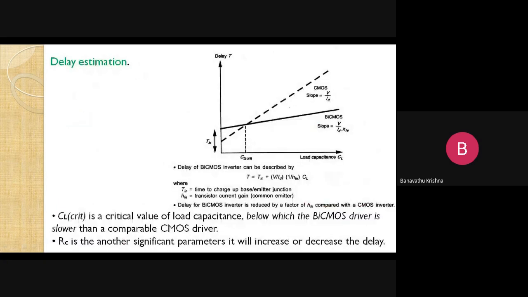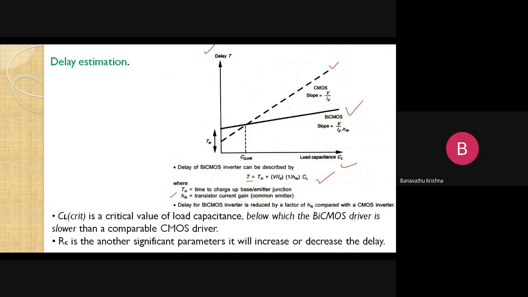Let us see the graphical representation of this delay estimation. On the y-axis I take the unit delay time, and on the x-axis the load capacitance. These are the two responses, CMOS technology and BiCMOS circuits, right? Here the slope is equal to V by ID, and V by ID times 1 by hFE. The delay of the BiCMOS inverter can be described by total delay T equals TIN plus V by ID into 1 by hFE into CL. Here hFE is the current gain of the common emitter configuration of the bipolar junction transistor.